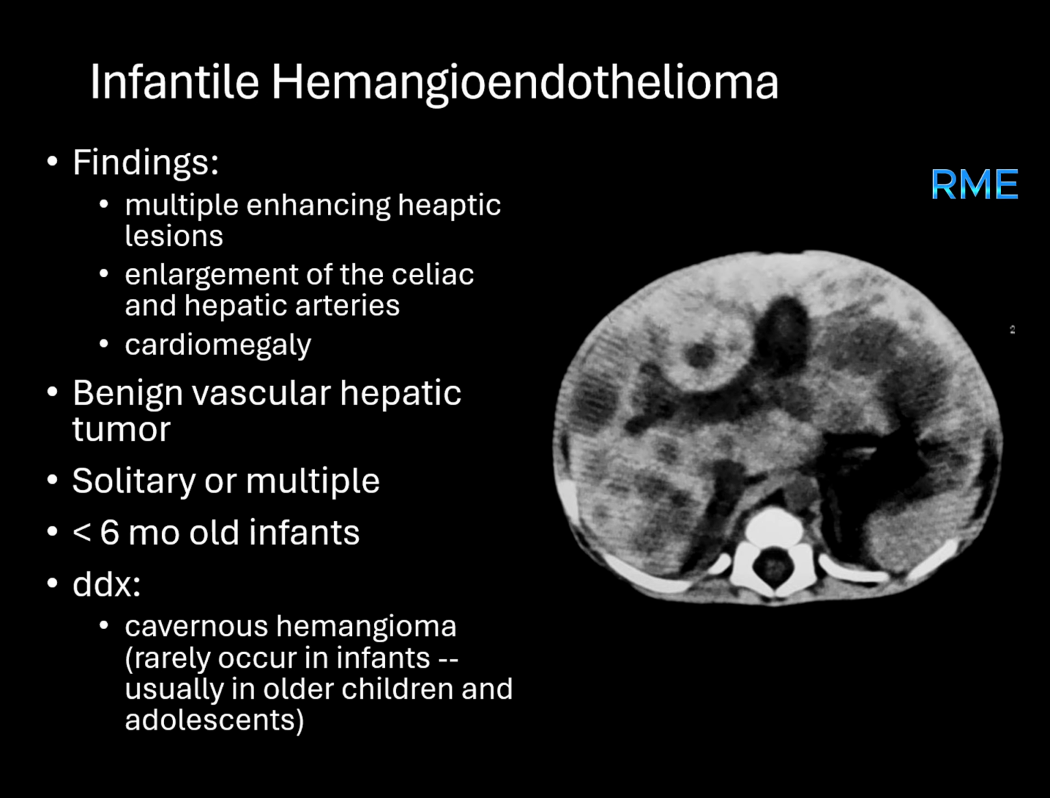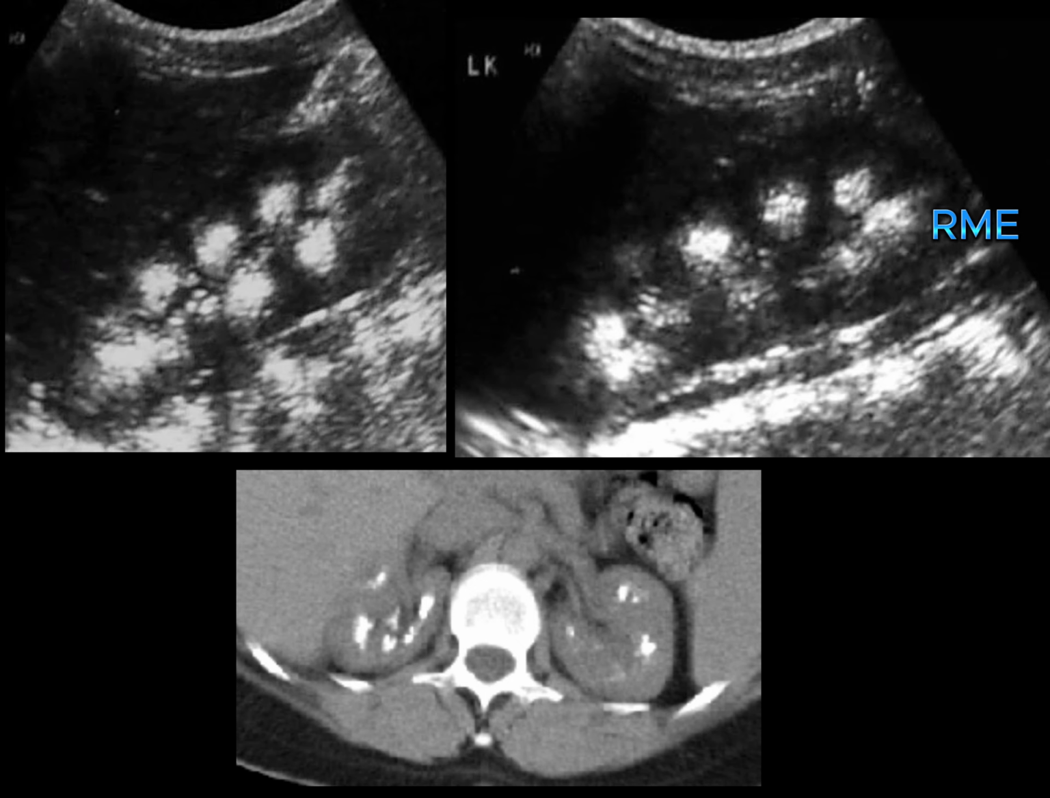Differential diagnoses include cavernous hemangioma, which rarely occurs in infants and is usually seen in older children and adolescents. To further evaluate, an ultrasound with Doppler can help assess the vascular nature of the lesions. Management typically involves monitoring, as these lesions often regress spontaneously, but in severe cases, corticosteroids or interferon therapy may be necessary. Let's move to the next case.